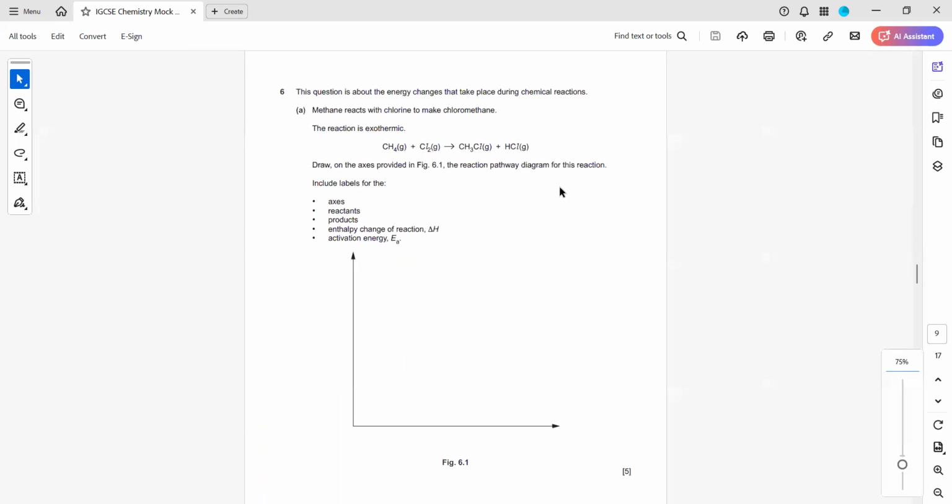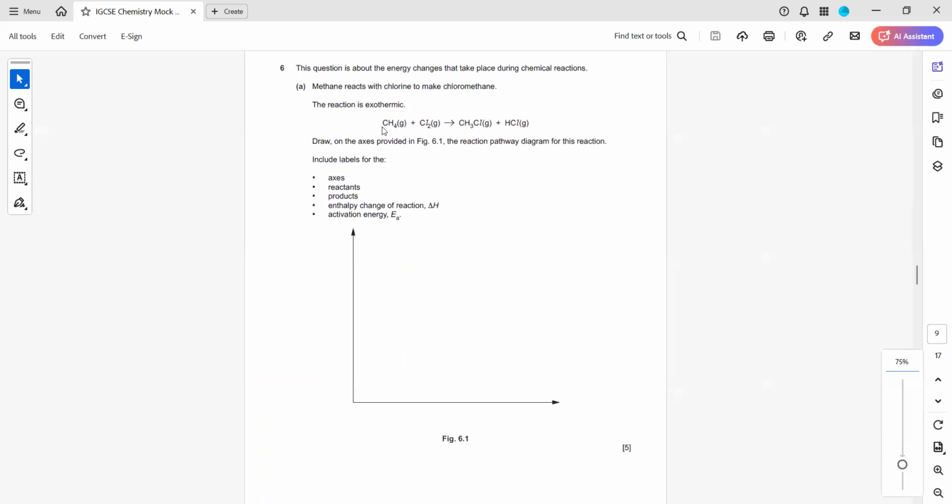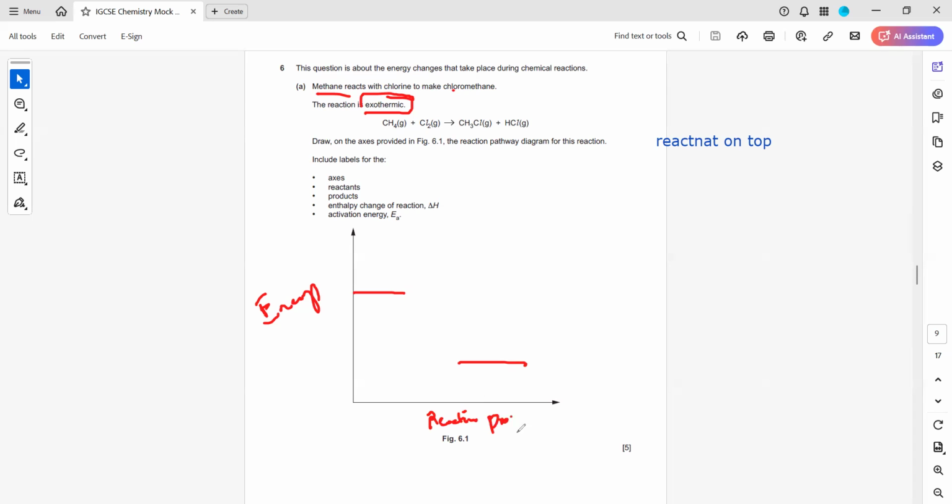This question is about the energy change that takes place during a chemical reaction. Methane reacts with chlorine and the reaction is exothermic. In exothermic reactions, the reactants have high energy and the products have low energy. What are the labels on the axes? Here we have energy, and reaction progress, not time. What's wrong with time? It's not a time scale. The reaction may finish in 2 seconds or 5 seconds. This is not representing time, it's showing how the reaction proceeds, the reaction progress.